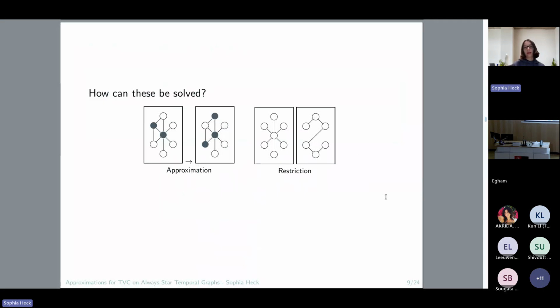If we use approximation, we fix a certain approximation factor, let's say rho, and we say every solution that our algorithm creates cannot be worse than this factor rho times the optimal solution. So in some sense, our solution is sufficiently good for the application that we want to use it for. And the other tool is restriction, where we create a smaller problem by just looking at certain cases.